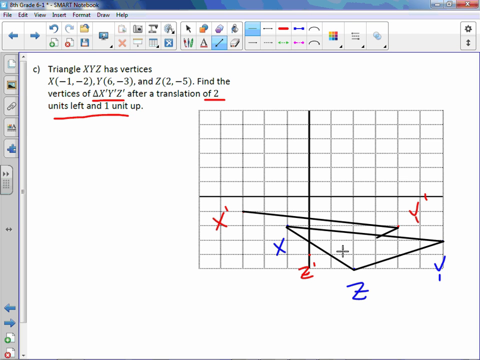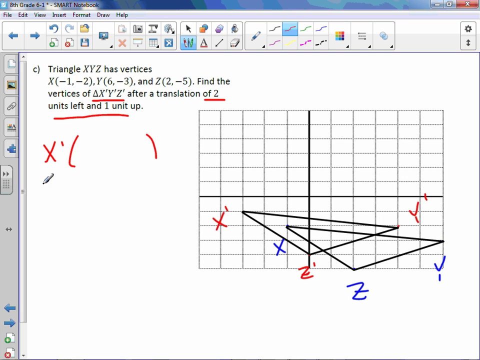Connect the dots, make your triangle. Okay. This one doesn't say to write the vertices, but I'm going to anyway. It's just good practice, so go ahead and write the coordinates of the vertices. X prime is (-3, -1). Y prime is (4, -2). And Z prime is (0, -4).